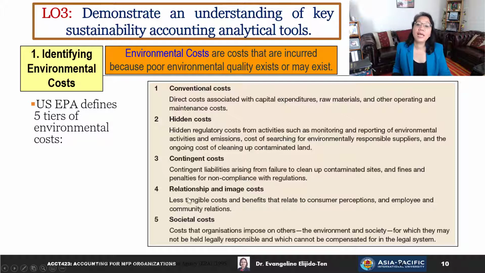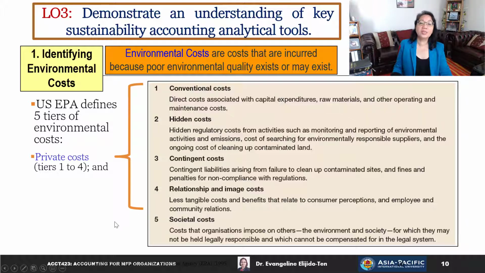Relationship and image costs pertain to those costs that are less tangible. For example, this relates to good community relations or bad publicity or bad public image. Tiers 1 to 4 are actually private costs. And the last one, societal cost, is obviously a cost to society.